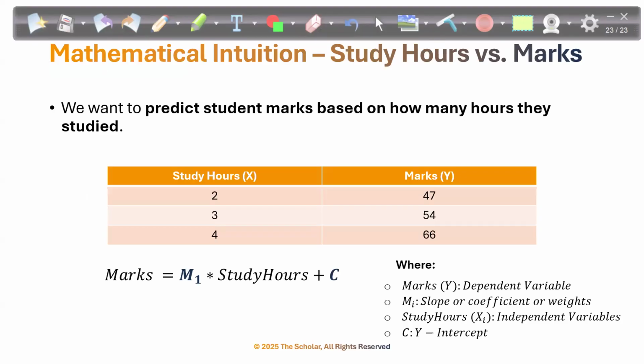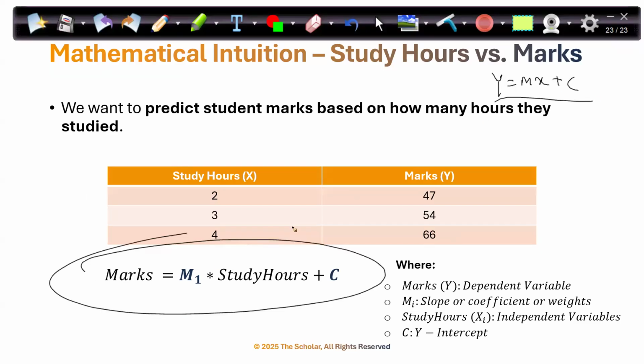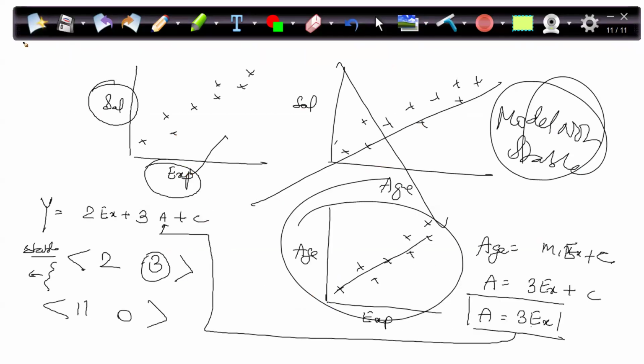I want to predict. Predict means what? I am creating a machine learning model, which we discussed in the last class as well. What a machine learning model is: I am coming up with one equation. The equation is my machine learning model, right? This is my equation, which I want to come up with. How many marks I will be getting based on the study hours. M1 is my coefficient of study hours. C is my intercept. Let's try to understand it with a picture.